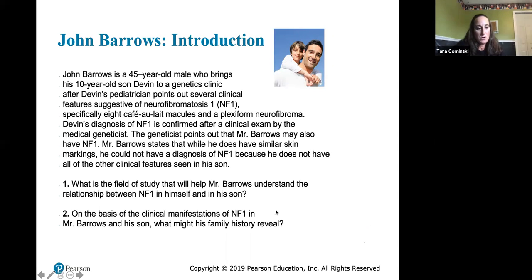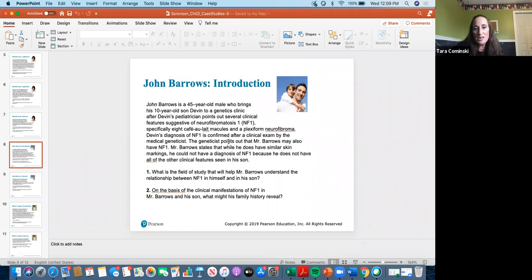Okay, so I'll leave that. Take a look at that. Again, this mentions another genetic disorder, and this genetic disorder is actually brought up in the textbook. Let me just show you real quick.